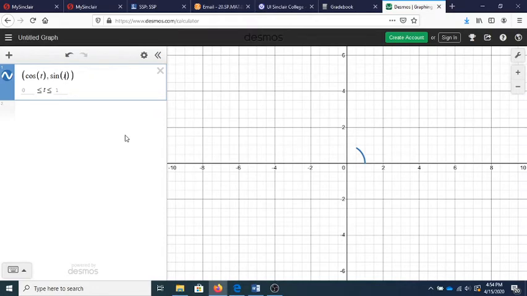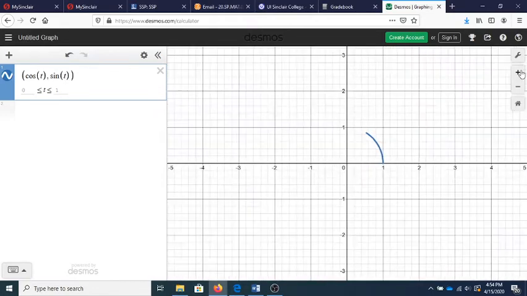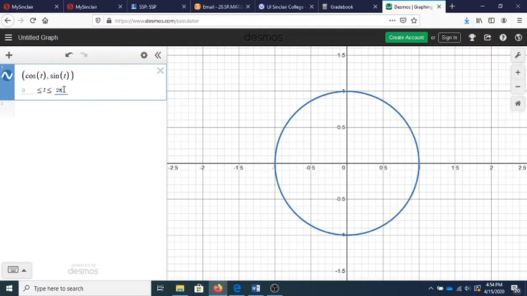Okay. Well, you know what? I can see it starting to draw my unit circle here. Okay, but since it defaults to only letting t go from 0 to 1, it basically just drew an arc corresponding to 1 radian. To get all the way around the unit circle, I need 2 pi radians. So let's let t go from 0 to 2 pi. If you just type pi, it knows you mean pi. Alright, that gave me my unit circle.